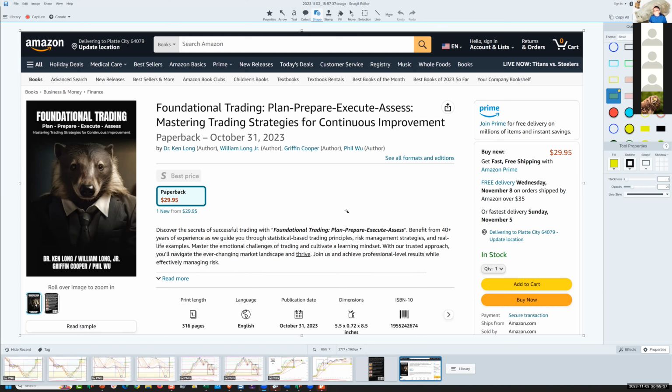So at long last, we were able to get the book Through the Mouse Maze at Amazon. And book number one, Foundational Trading: Plan, Prepare, Execute, Assess, Mastering Trading Strategies for Continuous Improvement is available at Amazon, the paperback version there. They're still working on getting the Kindle version. And I'm trying to get the file back from the editor so that I can offer my own digital PDF version of it, give you a better deal on it. But that's the paperback version there that I think will be the best price available on it.